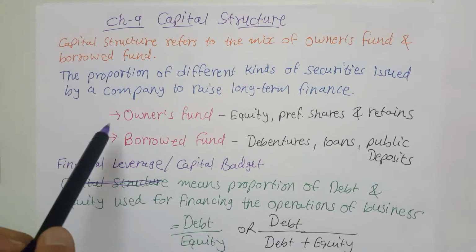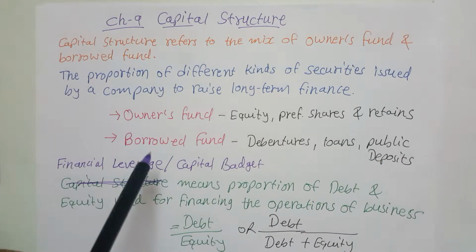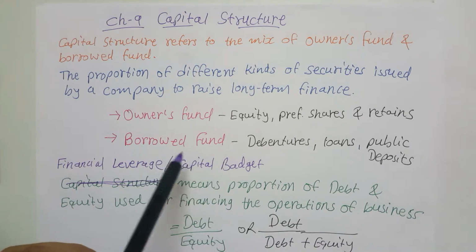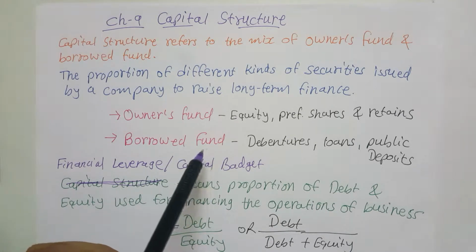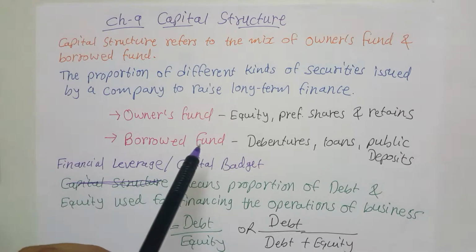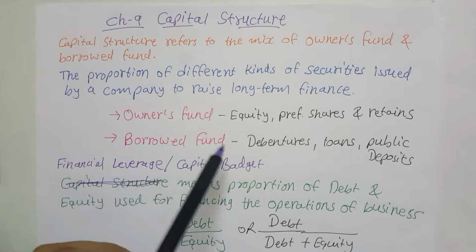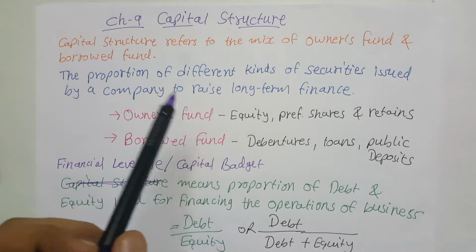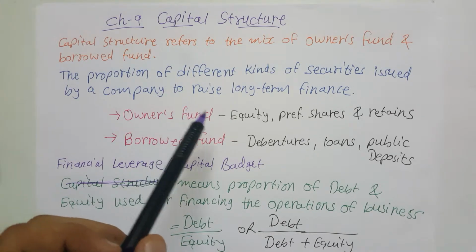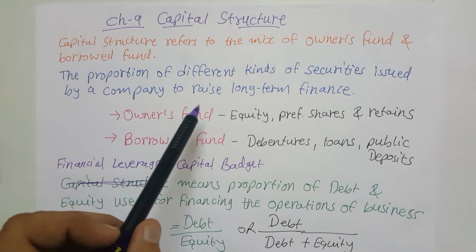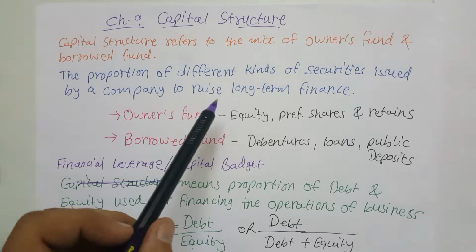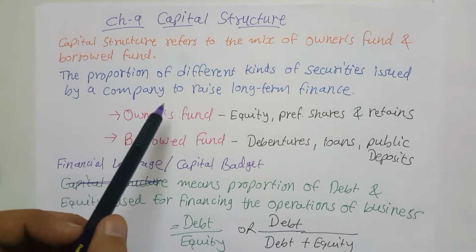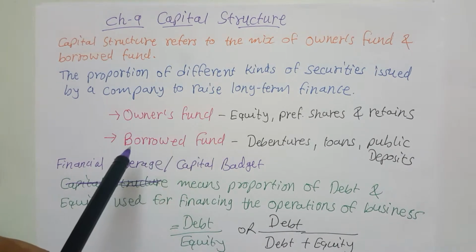When we compare both of them, borrowed fund is cheaper, but it is very risky. Why? Because you have to pay the interest and principal amount every year. At the same time, owners' fund is less risky, but you have to dilute your control, or dilute your ownership, and you have to share your profits.